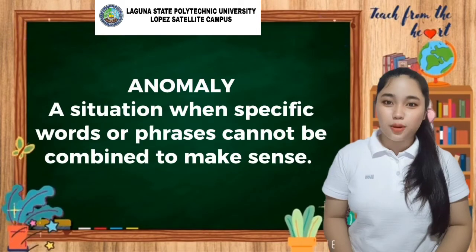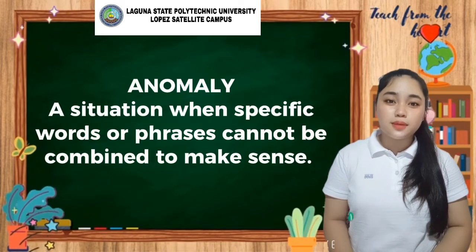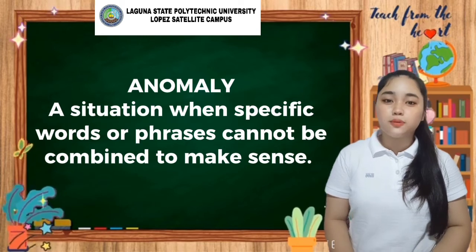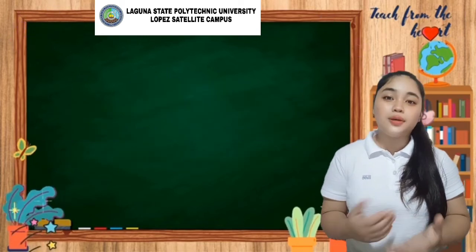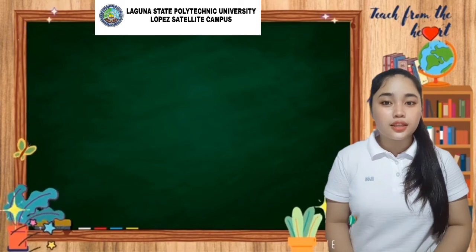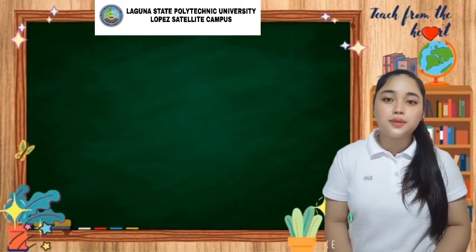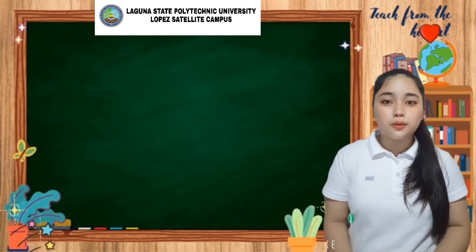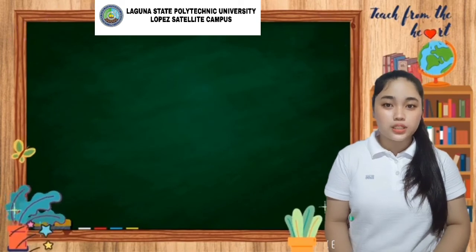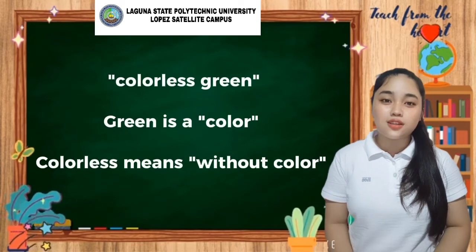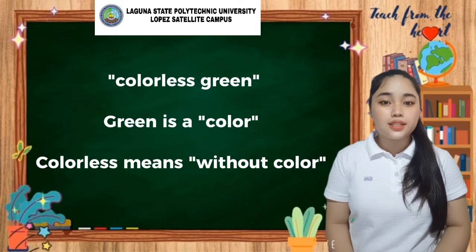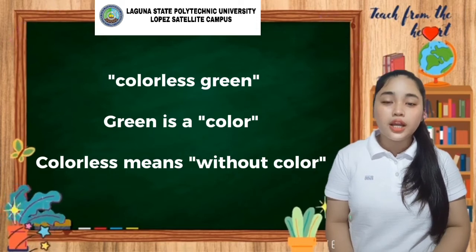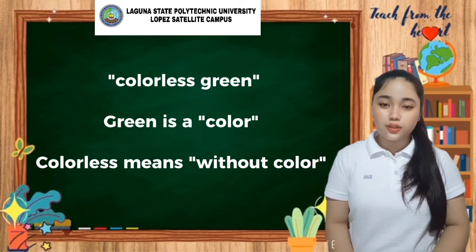Lastly is anomaly, a situation where a specific word or phrase cannot be combined to make sense. Anomaly is a phenomenon where a sentence is grammatically true but meaningless because there is an incompatibility in the meaning of the words. For example, the phrase "colorless green" does not make sense since green is a color and colorless means without color.